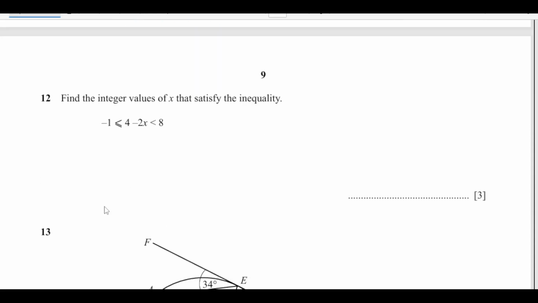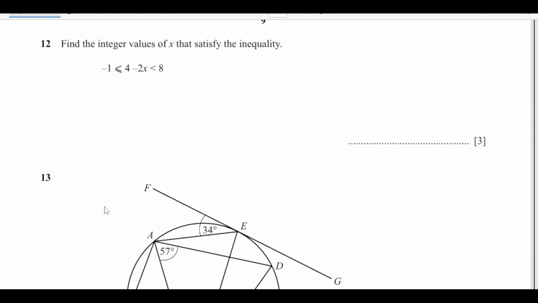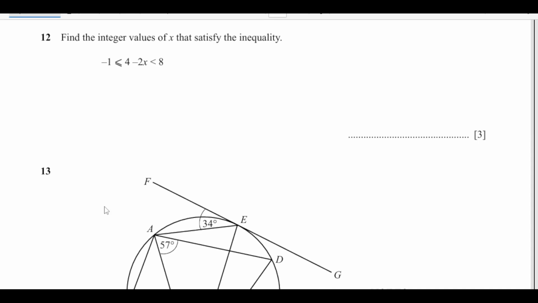Okay. Now number 12, find the integer values of x that satisfy the inequality. Now this inequality will be divided into two parts here. So this is negative 1 less than or equal to 4 minus 2x.